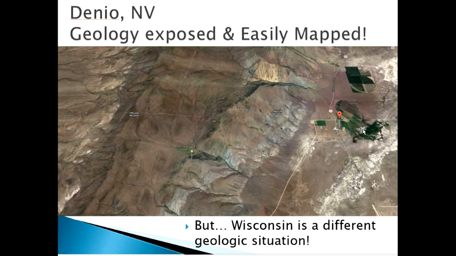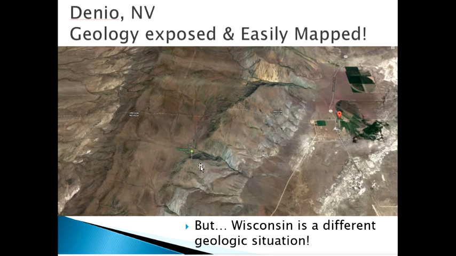You can see it over here. There's the town of Denio, if you can even call it a town. And you can see the fields where these people have irrigated them, mostly just to grow hay for the cattle that they let range over here. But my whole point being that geology is easy to map here. You can see it. You can see it with your eyes as you're standing on it. You can see it with satellites as you're looking down on it.